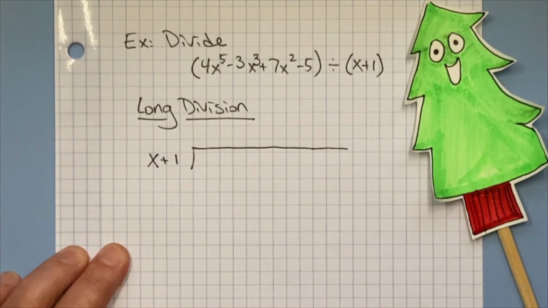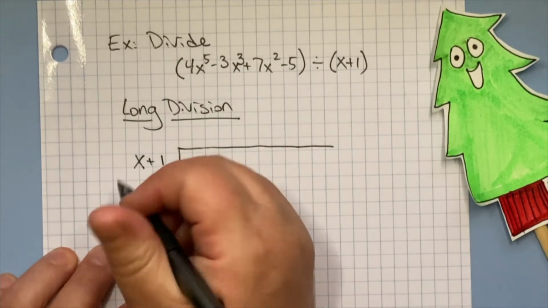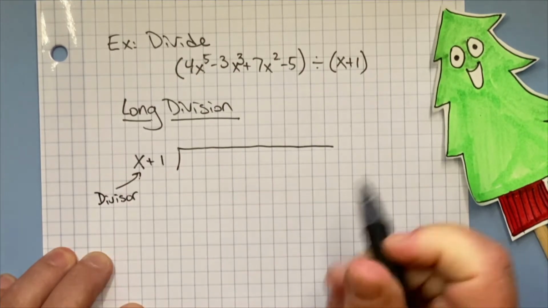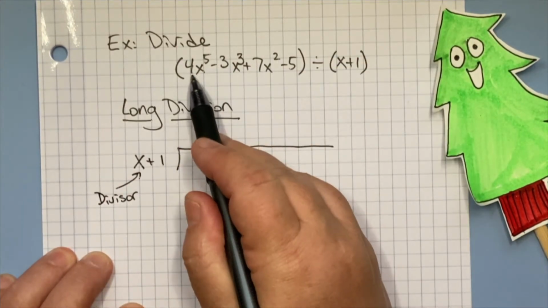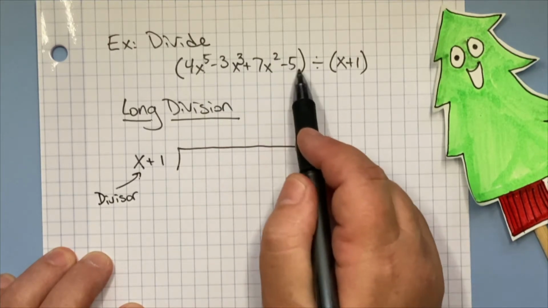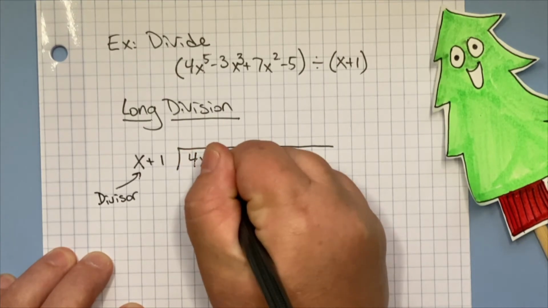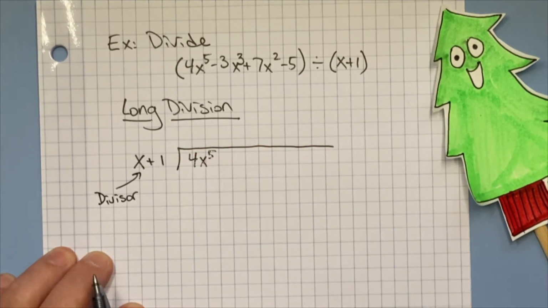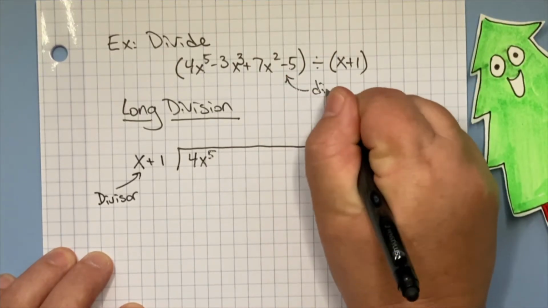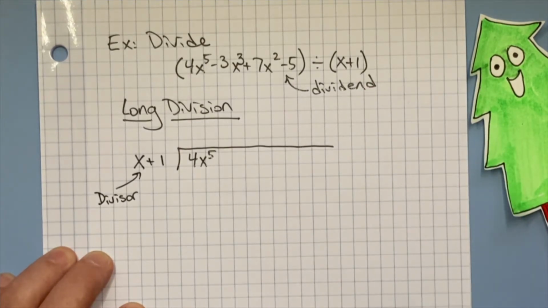So, just as a reminder, the x plus 1 is called the divisor. The 4x to the fifth minus 3x cubed plus 7x squared minus 5 is what you're dividing. Most people just call it the what-you're-dividing thing, but it's the dividend, which is always an interesting word.